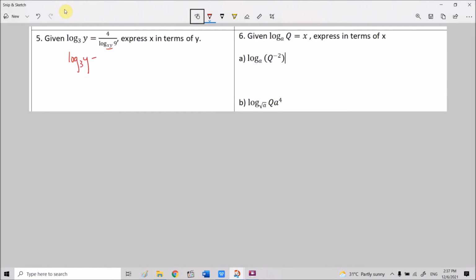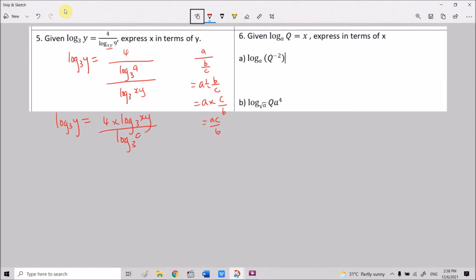Okay, so we use the change of base law. We only change the denominator: base 3, the 9 right here, and then log base 3 of xy. We can rewrite and simplify this. Just if you have problems with this, a divided by b over c is actually equal to a multiplied by c over b, which equals ac over b. So here it becomes 4 times log base 3 of xy over log base 3 of 9.